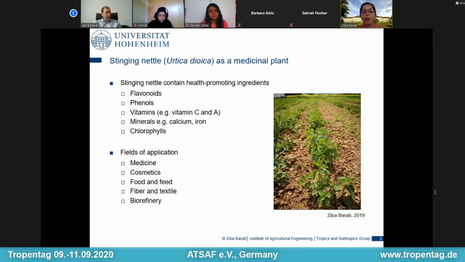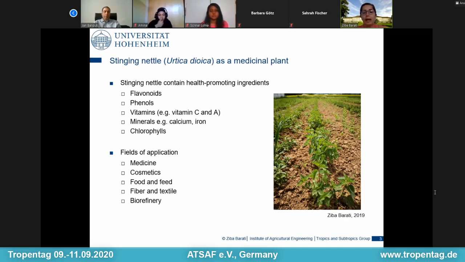Urtica dioica, commonly known as stinging nettle or common nettle, is a perennial flowering plant. It is originally native to Europe and is now found everywhere worldwide. The plant has a long history of use as a source for traditional medicine in all societies. It contains health-promoting ingredients such as flavonoids, phenols, vitamins, for example vitamin C and vitamin A, minerals such as calcium, iron, and chlorophylls.